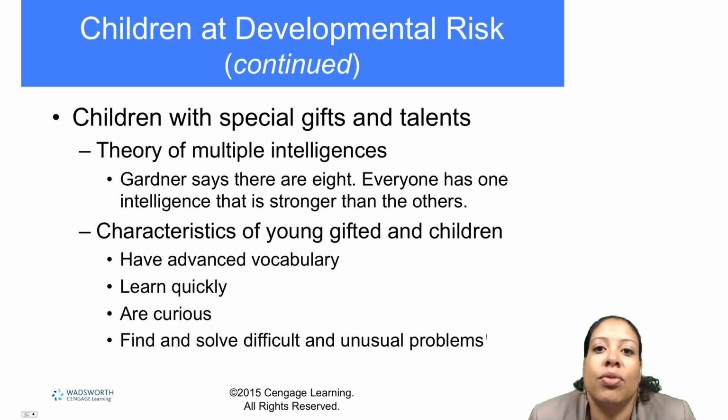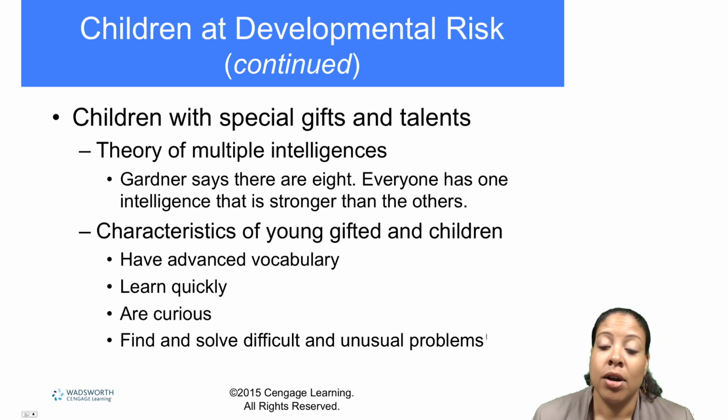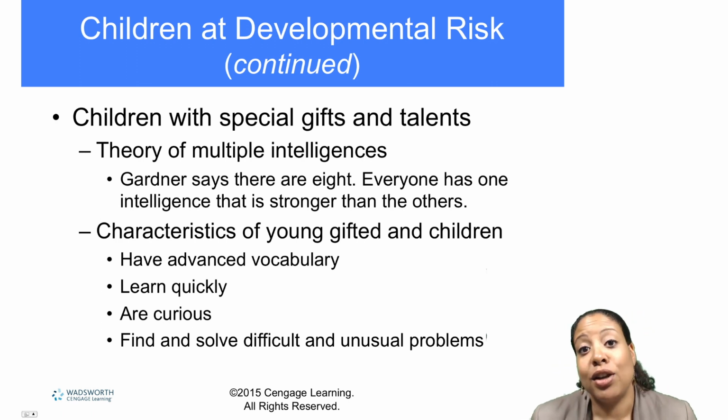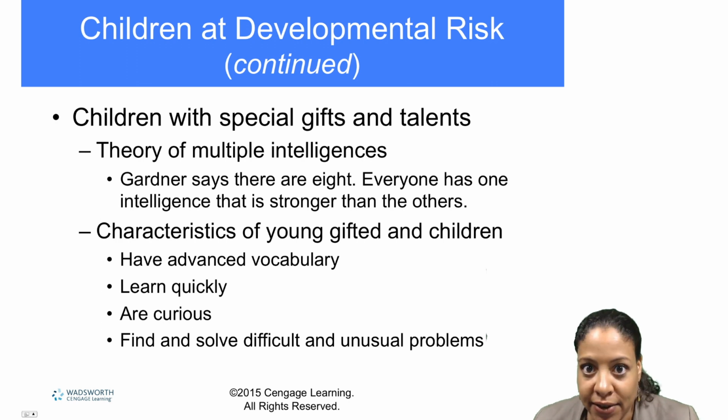There are also characteristics of young and gifted children. They typically have advanced vocabulary. They learn quickly. They're curious. They ask a lot of questions. They like to challenge what information is presented to them, which can be challenging, but it's also a sign of their thought process and their critical thinking. They can find and solve difficult and unusual problems. So those are some characteristics of gifted and talented children.